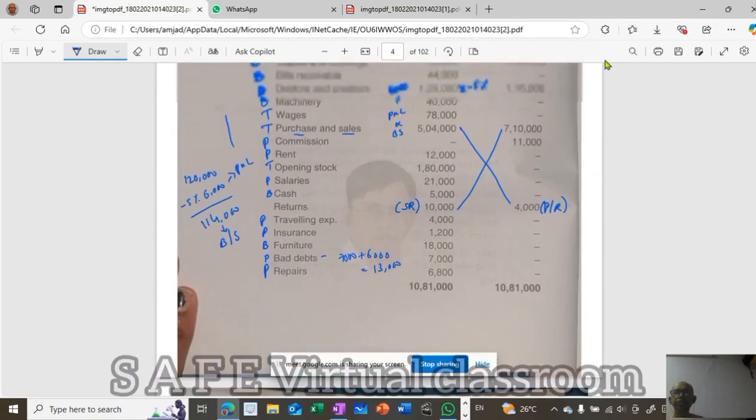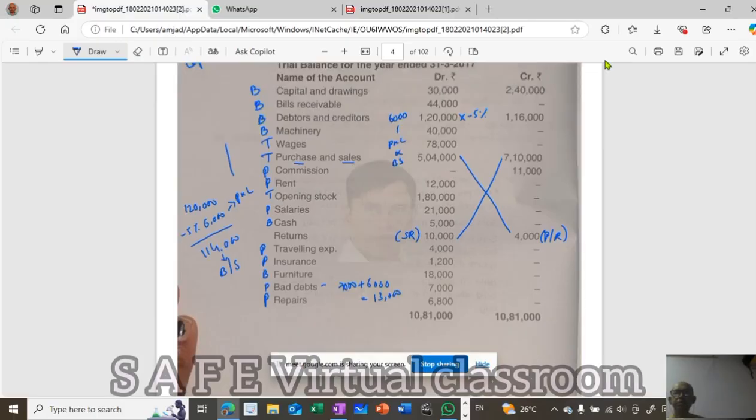Machinery is 15%, no? So this one is 15%, right? Machinery 15%. Machinery is here, see? You can see. Furniture is 10%, here you can see. Okay, this is 10%. So how much will it be?